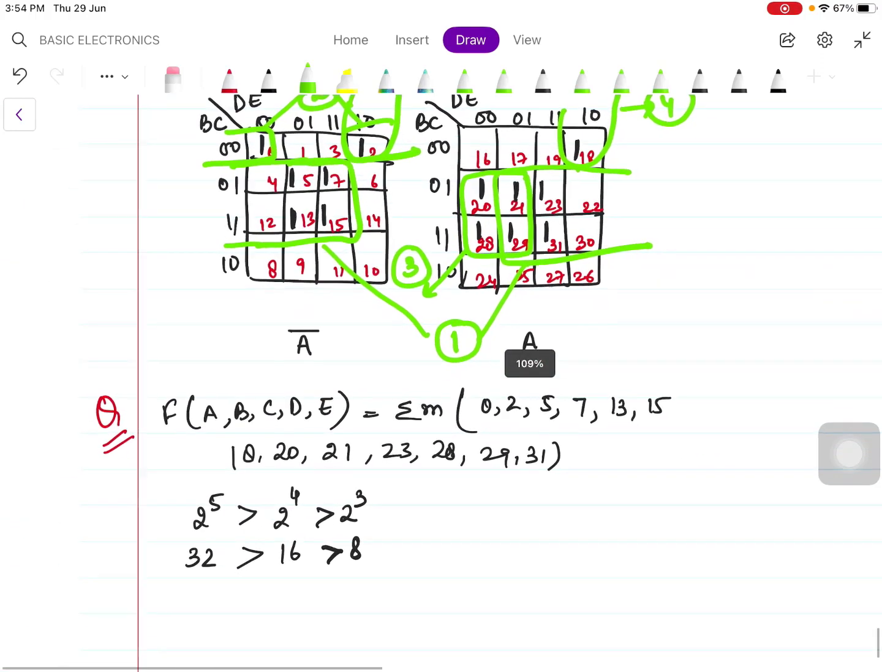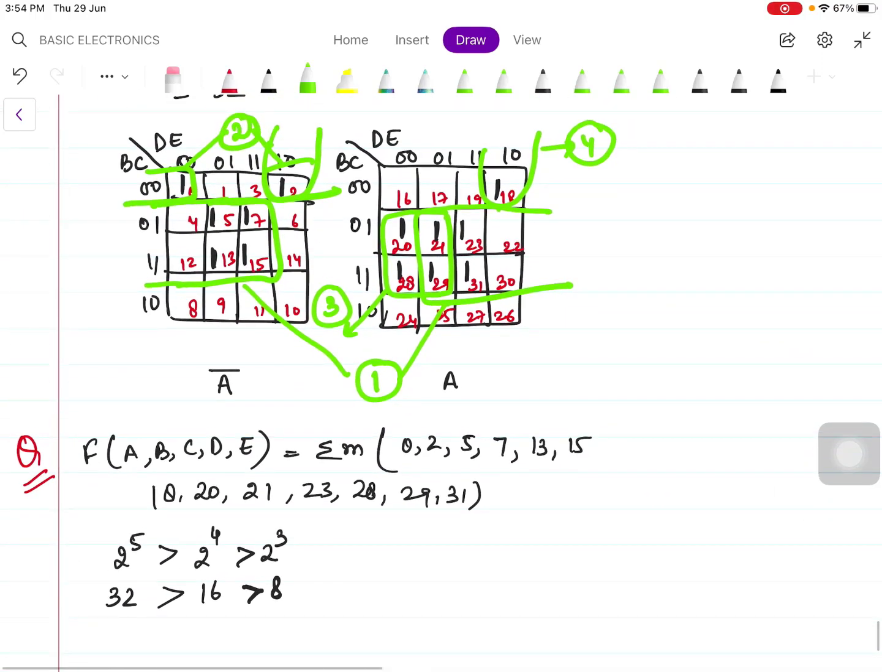So how to write the answers? I hope you might be now able to write the answers. For the first group, from A side nothing will come. From BC side, yes, something: C will come. From the DE side, E will come.